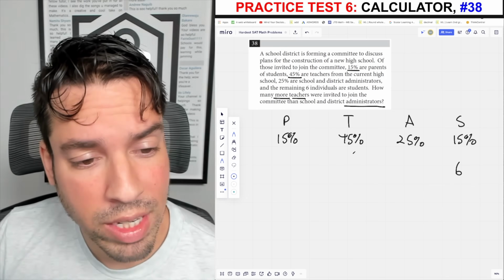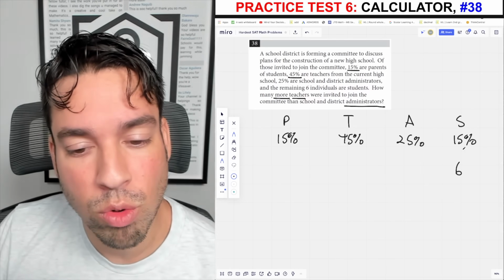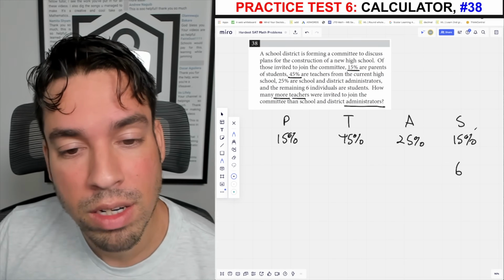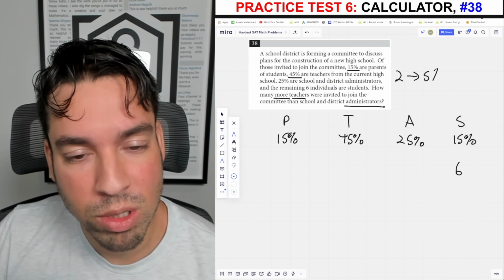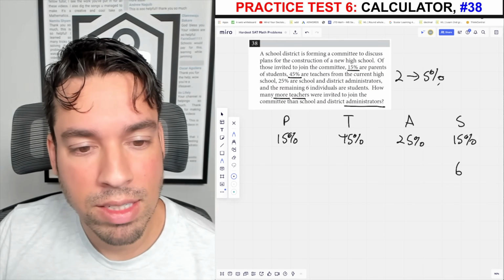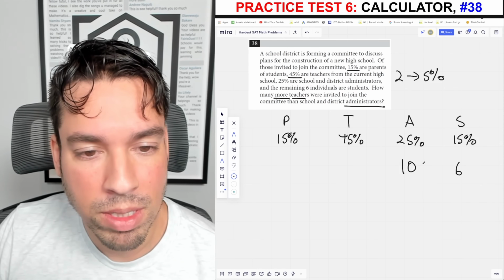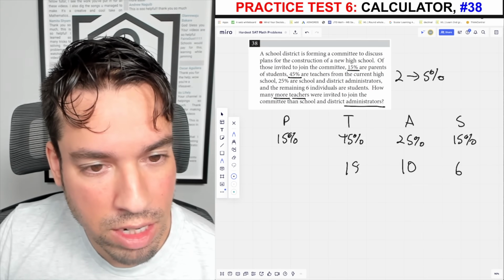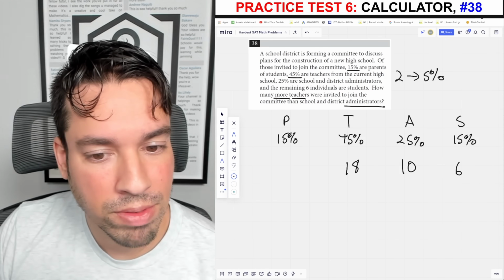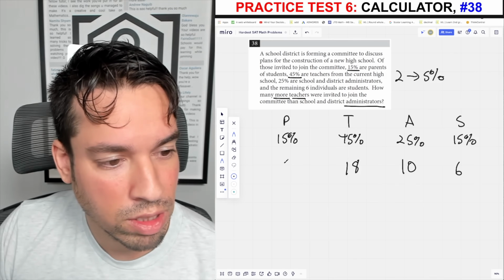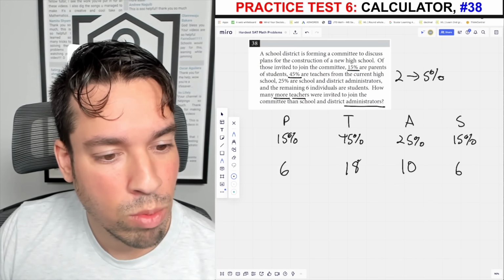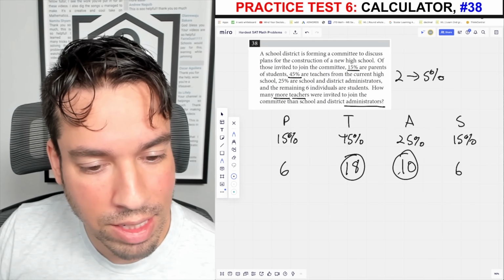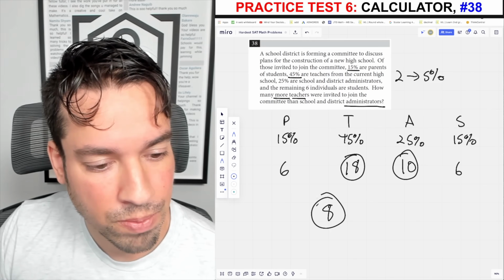Now there's a couple ways that we can get to our answer. We can set up proportions, or you can kind of realize that if 15% is 6, if I divide both of these by 3, 2 is the same as 5%. So now I can do some really quick math. If that's the case, then this is 10 admins. This is 9 times 5 is 45, so 9 times 2 is 18 teachers. And again, 15% is the same as the students, so there's 6 students. So it says, how many more teachers were invited than the district administrators? So it's 18 minus 10, which is 8, and we're done.